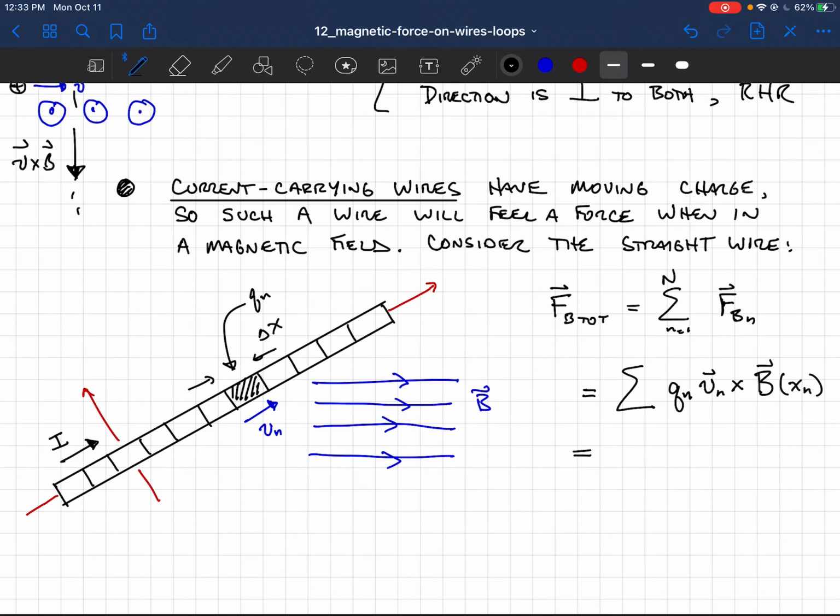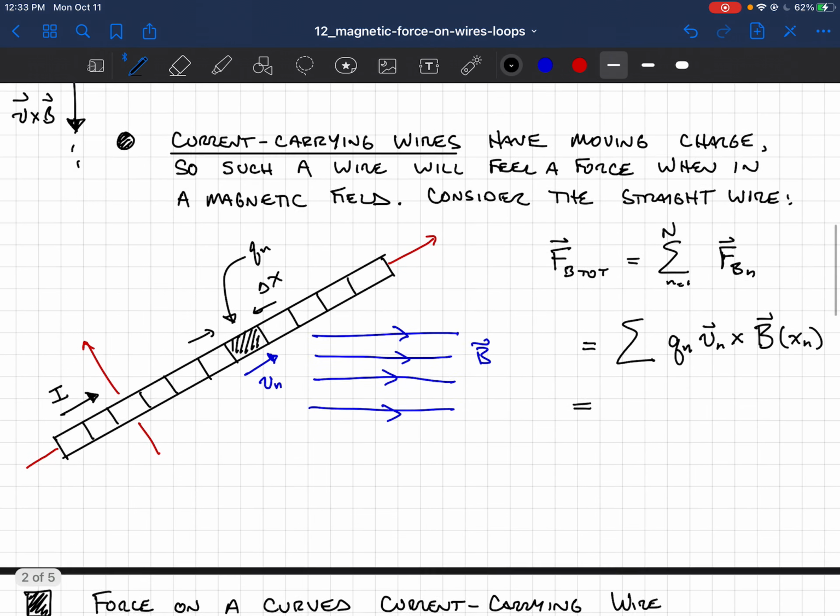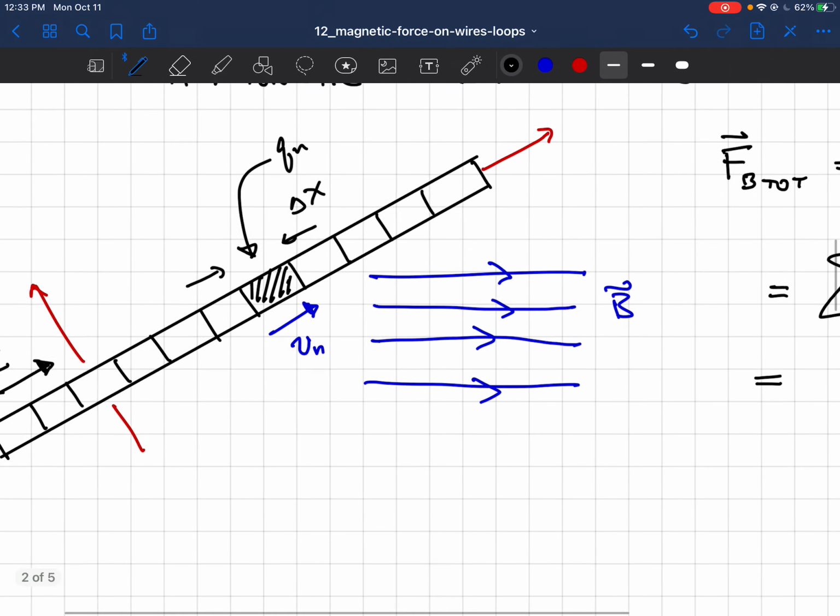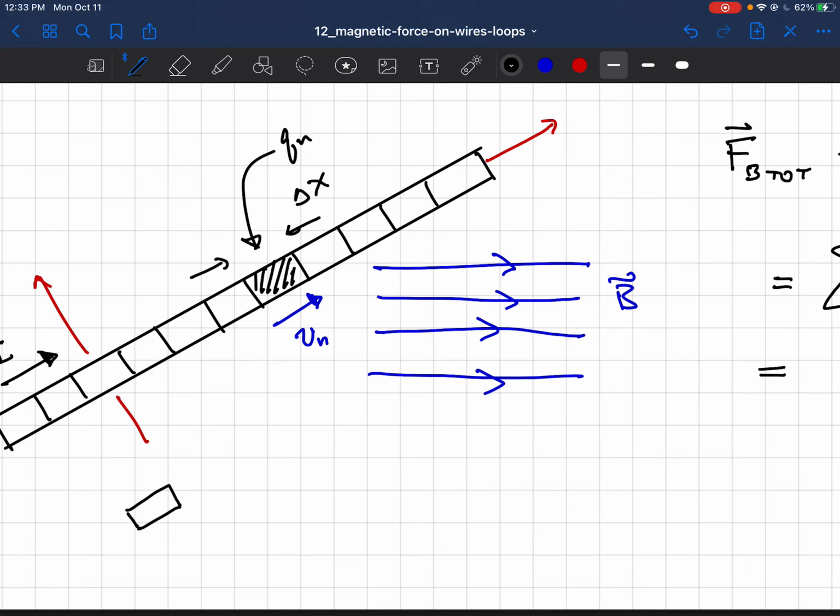Now what can we do with that? Well, the cross product is going to give us a magnitude, if we were to look for the magnitude of it, and that would be VB sine theta. But we don't need to do that right now. So let's just look at what we mean by Q times V. Well, Q times V, if we look at this thing, the current is the amount of charge that goes past a given plane, which we could call delta Q, divided by the amount of time that it takes for that delta Q to go past.